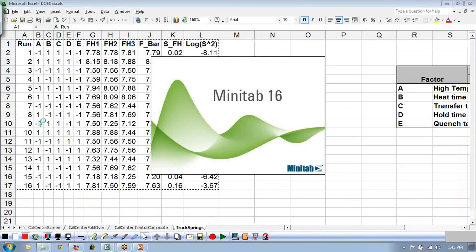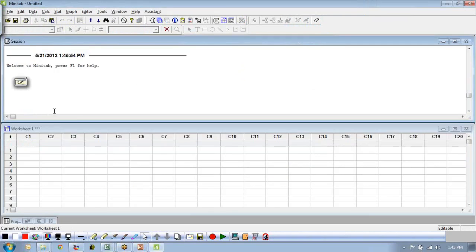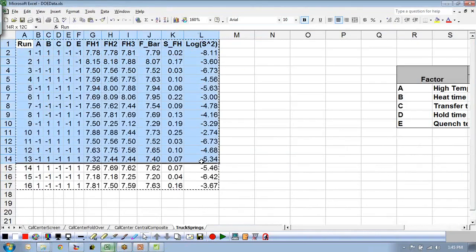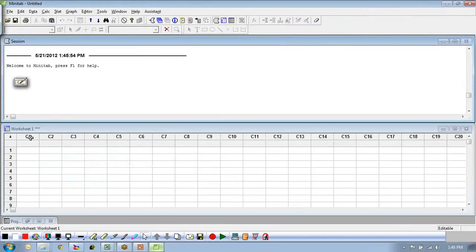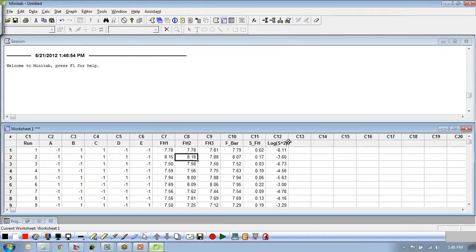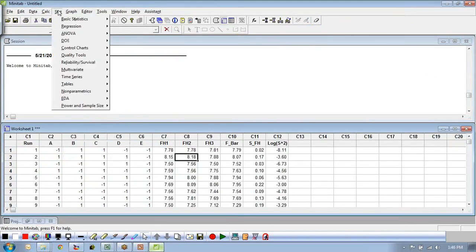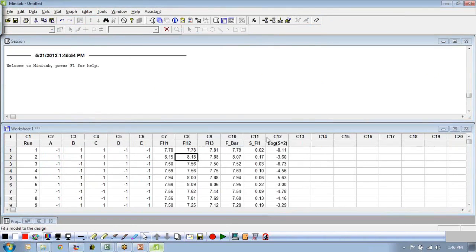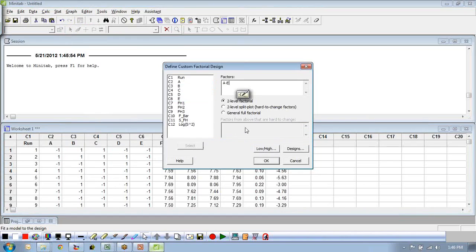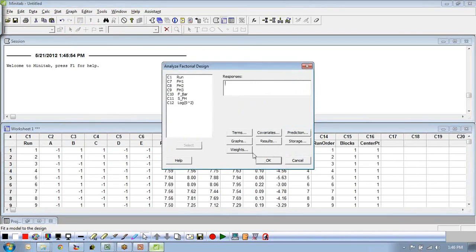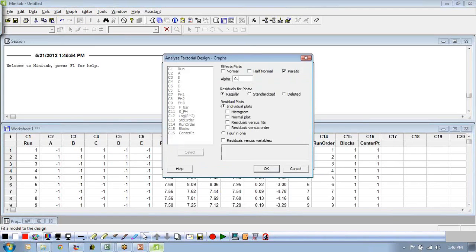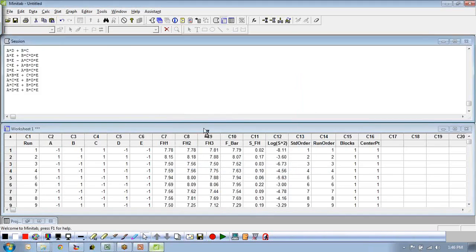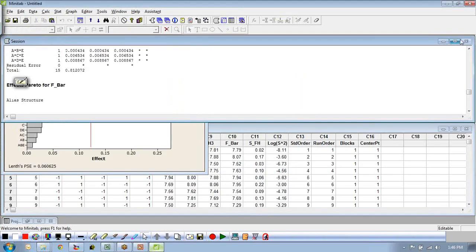Minitab session window is such that it logs everything in there, and it sometimes makes it difficult to really see things. So I often like to clean it out. Okay. Factors are A through E. Maybe I accidentally selected an extra factor or something. There's my response. And let me just look at that graph. There we go. So this time I really should get it. There's my graph.